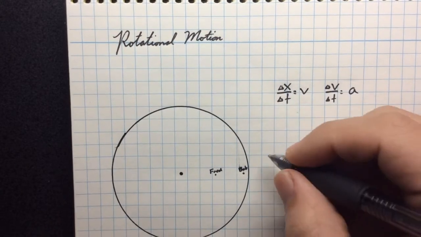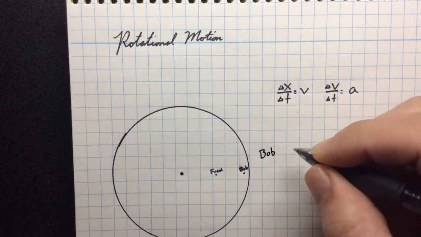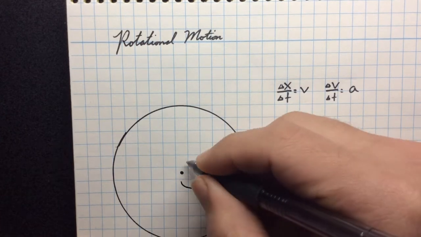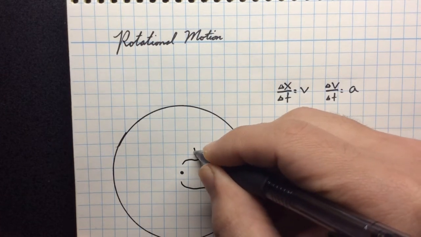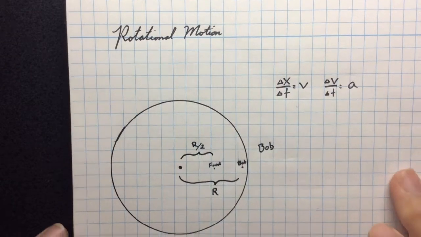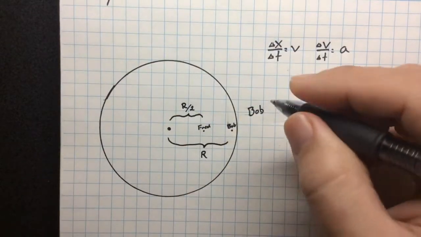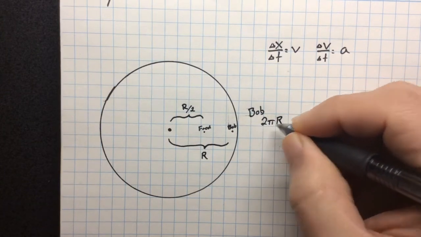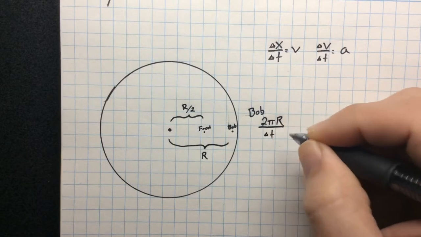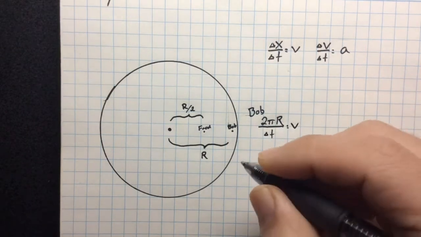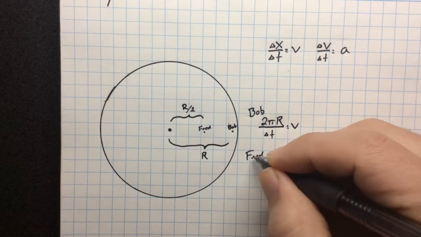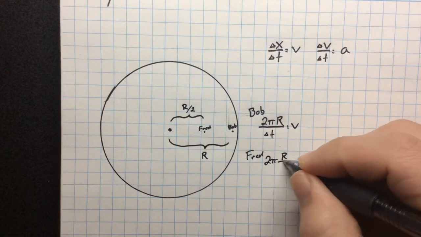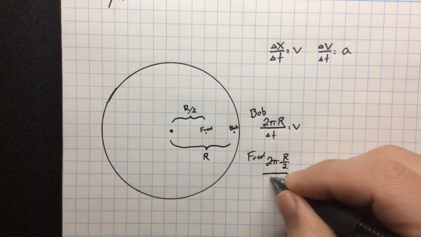And so for Bob, how far he went would be, let's say he's at some radius big R, whereas Fred would be at some radius big R divided by 2. So Bob, you went one full time around, you went 2 pi R for radius, and that is going to be divided by the time. That's going to give us the velocity of Bob. For Fred, he went 2 pi as well, but his radius is going to be R divided by 2, and that's going to take some time as well.